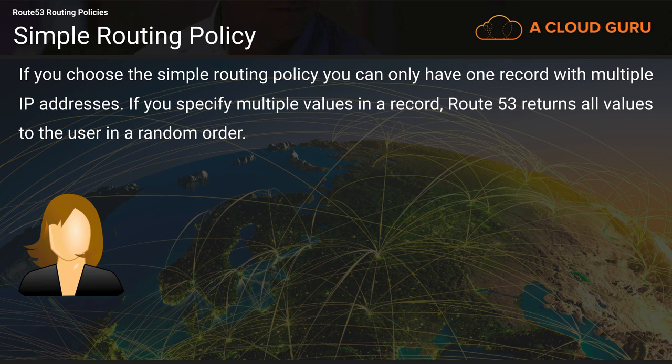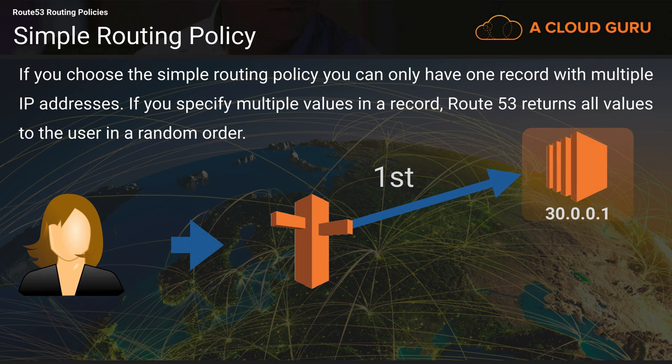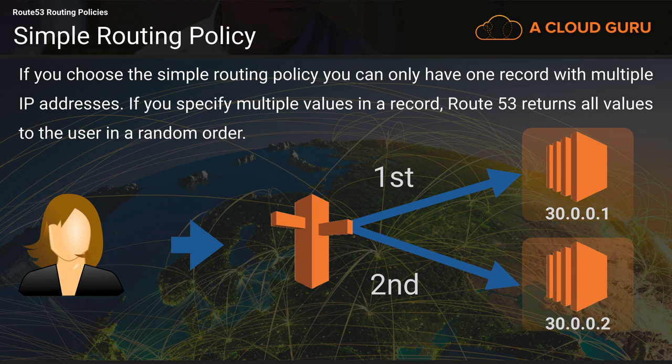It's really, really simple. Remember that you can only have one record with multiple IP addresses. If you specify multiple values in a record, Route 53 is going to return all values. So it might return 30.0.0.1, and then for the next user, it might return 30.0.0.2.